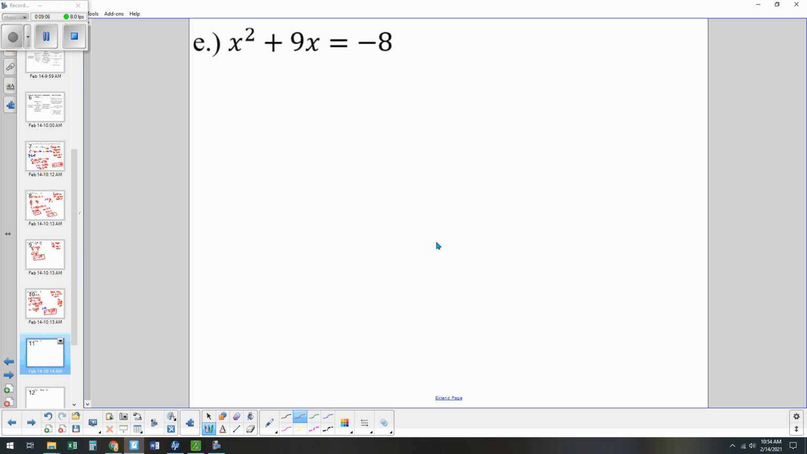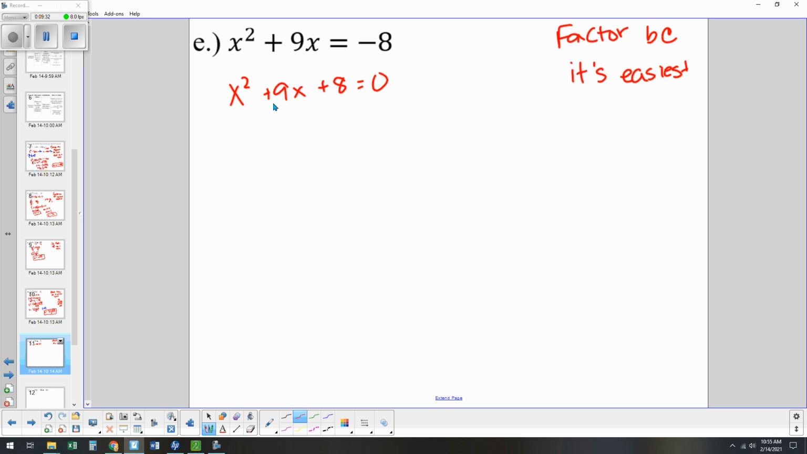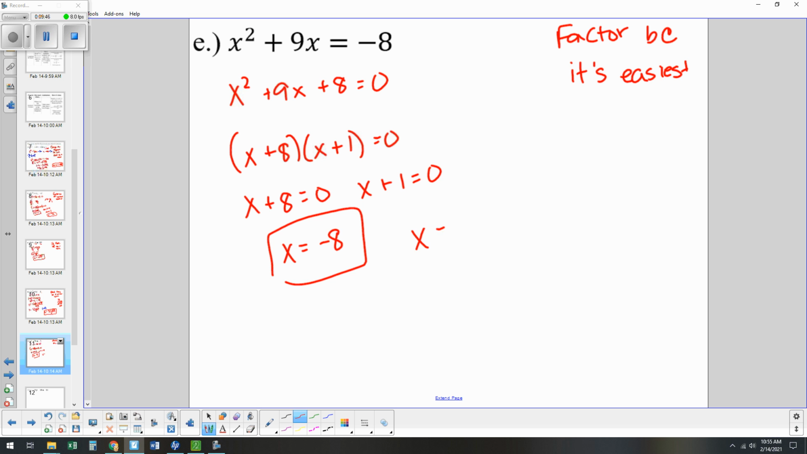My next one, I have 1 in front of the x squared, but this is odd, so completing the square wouldn't be great. I could try to factor it, because that's the easiest. And we'll make sure it works. So x squared plus 9x plus 8 equals 0. Things that multiply to 8 and add to 9 are 8 and 1, so that does in fact factor. So if we set each one equal to 0, I get negative 8, and I get negative 1.